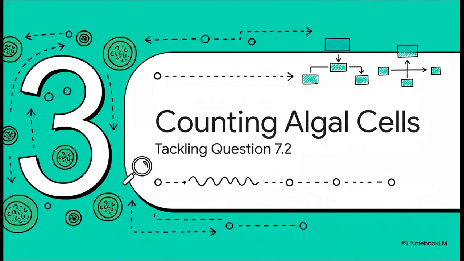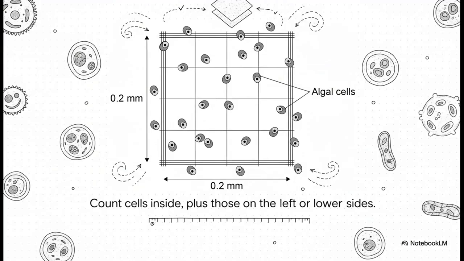Right, on to the next part, question 7.2. Now, this one's a little different. It's not about remembering facts from a textbook. This is a test of precision. It's about whether you can follow a very specific set of instructions exactly as they're written. So the question gives us these super strict rules for counting.